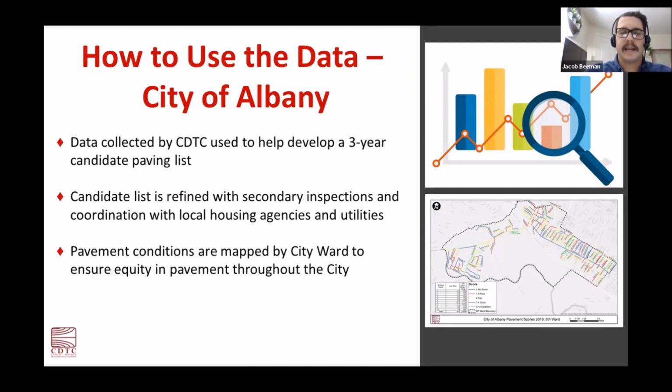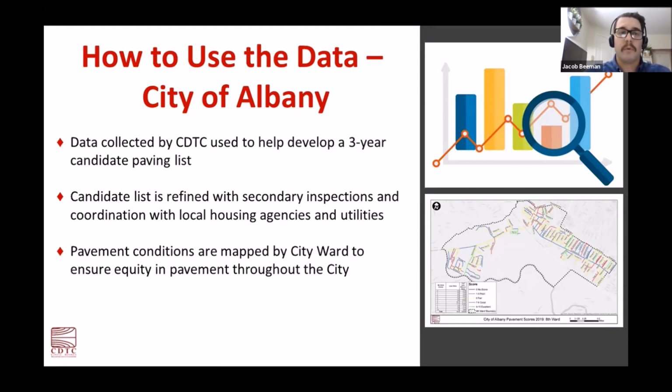Once the city has that data, they develop an initial 3-year candidate paving list, which is generally made up of condition scores 6 and 5 and below. So really the fair and poor performing pavements. From there, it's more than just the condition score of the pavement. They use secondary inspections to refine that list.